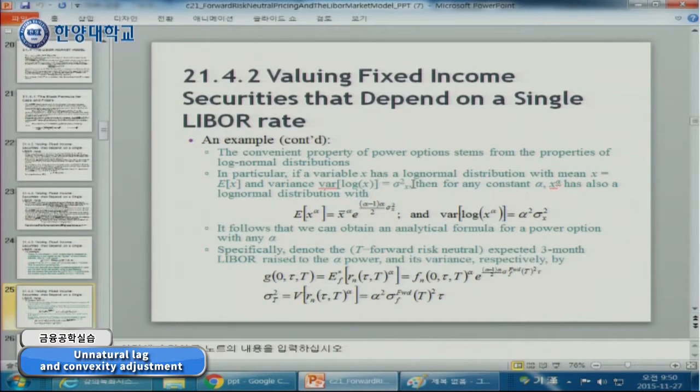If a variable x has a lognormal distribution with this mean and variance, then for any alpha, the power of alpha has this distribution. In our case, alpha is 2, because it is a square. Right? So we already know the formula. We are simply using the formula on page 25. Easy, right?